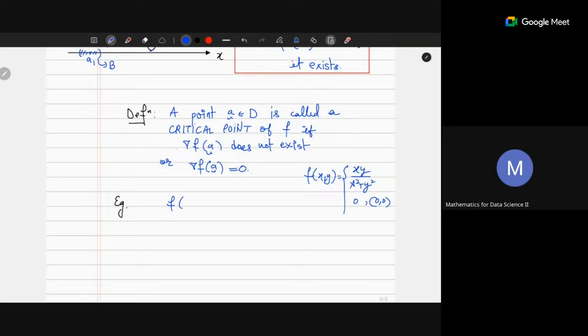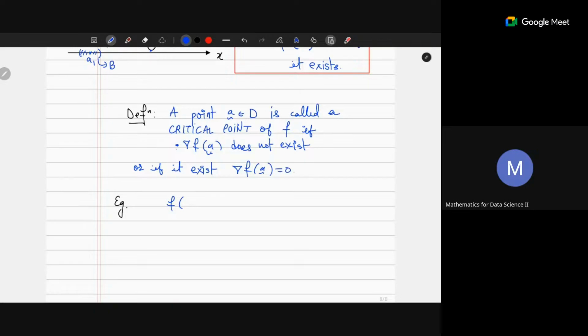So this is the condition. Yes, sir, that makes sense. It makes sense, right? So earlier I missed out this case. If it exists, then it has to be 0.